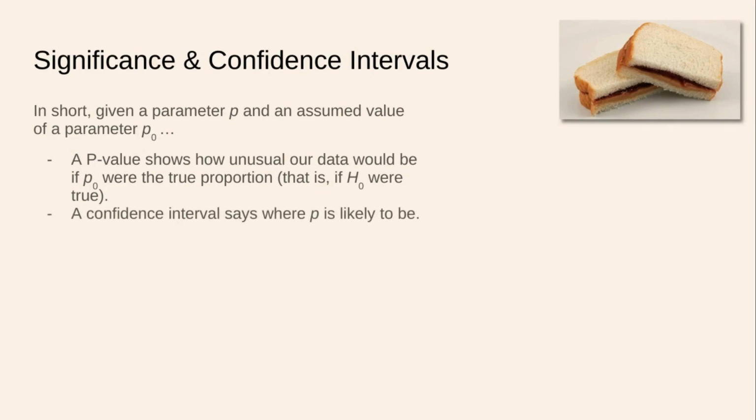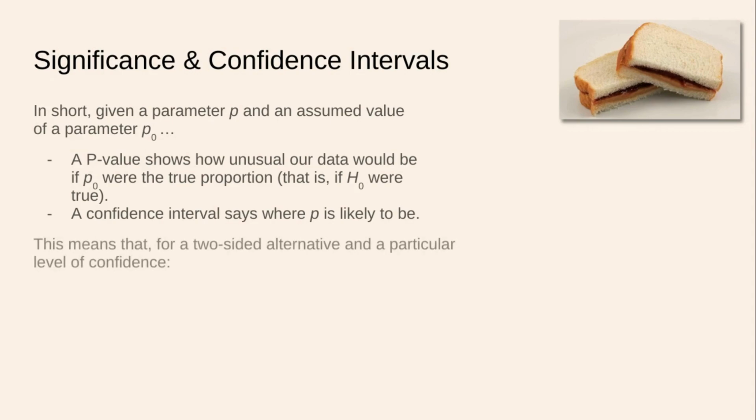A confidence interval, on the other hand, says where p is likely to be. Those two are awesome separately, but they're even better together because we want to know where the true proportion is and how weird our data are if our initial guess were actually true. Those pair together quite nicely.